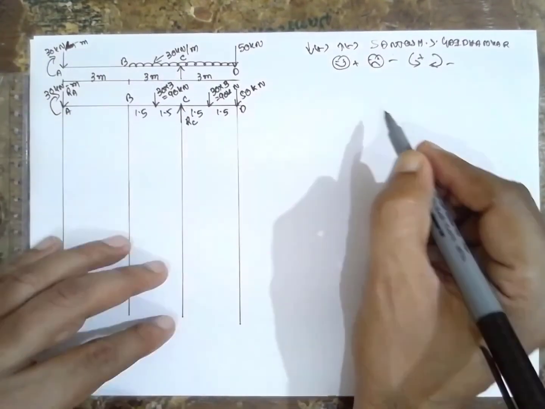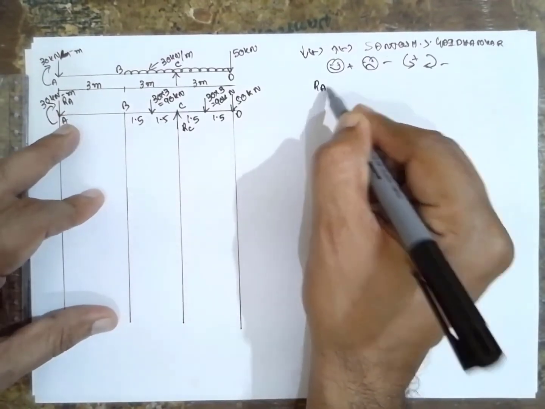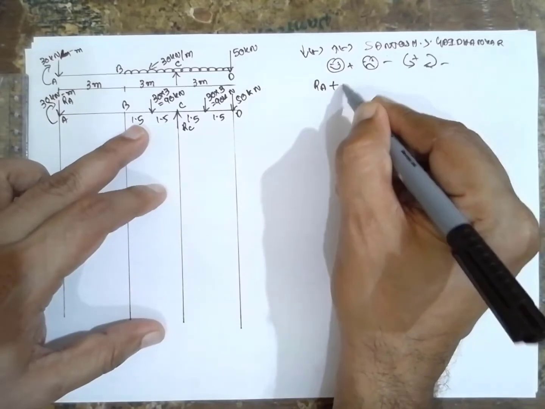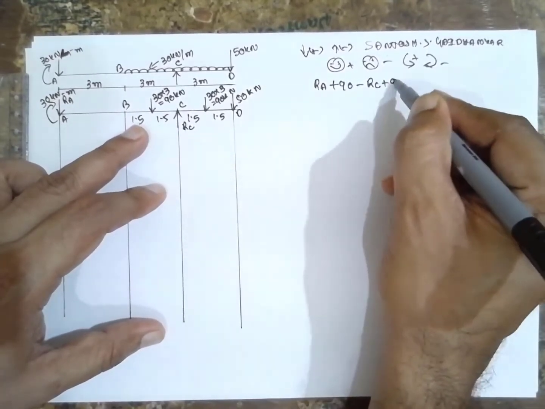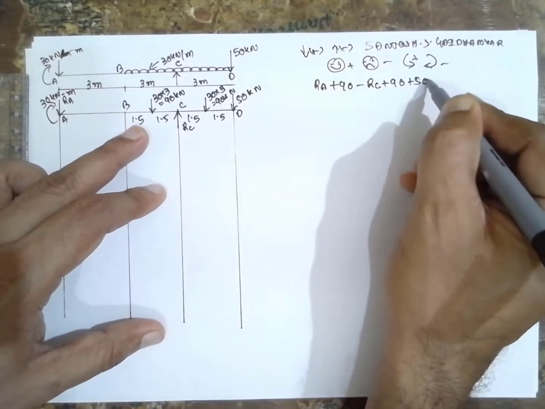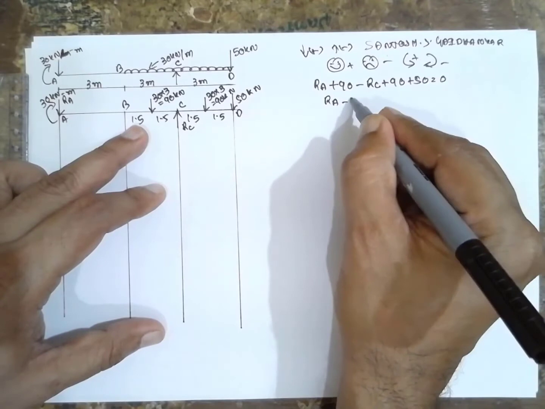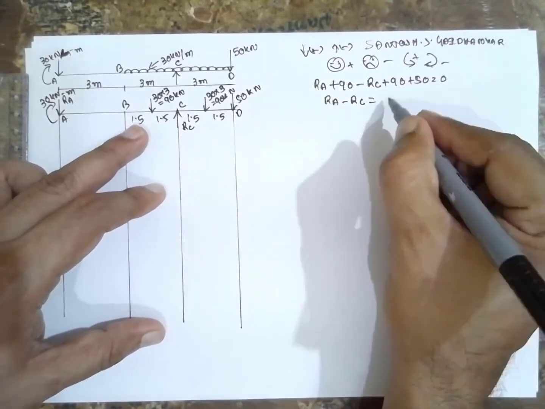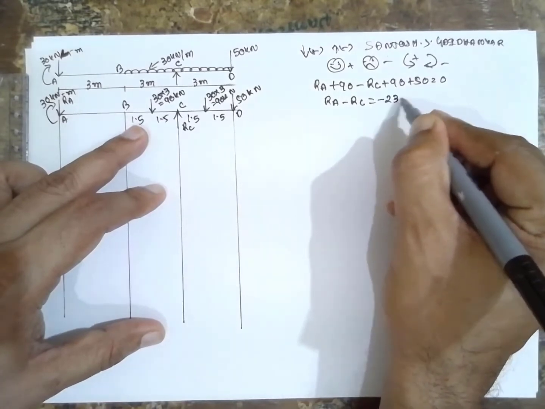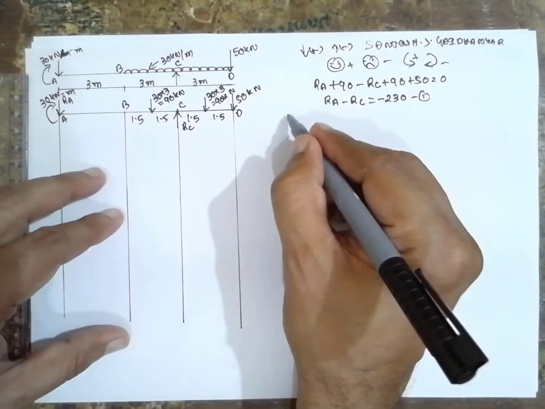Okay, first we have to find out the reaction. The first is arrow downward positive, RA plus 90 minus RC plus 90 plus 50 is equal to 0. RA minus RC is equal to, if you calculate this value and bring this side, it becomes minus 230. Equation 1.